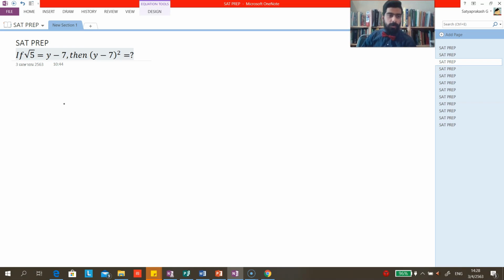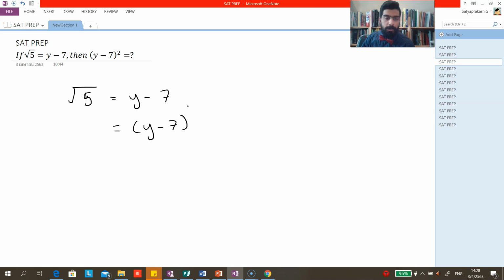This is a pretty interesting one. We see that square root of 5 is equal to y minus 7, and they're telling us to find the value of y minus 7 whole square. So what did we do here? They're telling us to find what is y minus 7 the whole square. So if you take a look at this, what we did to this equation, we squared it, right? So we are going to do the same to the left hand side.